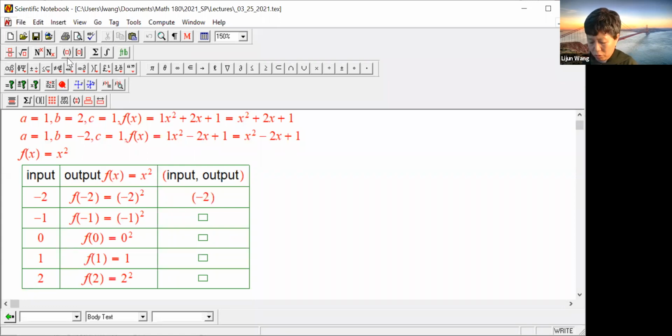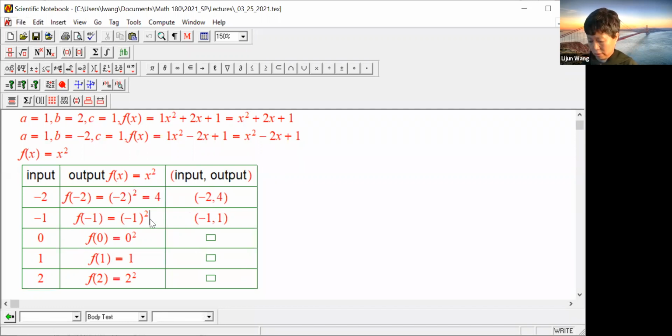So now let's make these points. The input is -2, the output is 4, right? If the input is -1, the output is 1, right? So this is a 4, this is 1, and this is 0, of course, and that's 1, that's 4. Okay, and over here, that's going to be 0, 0, 1, 1.